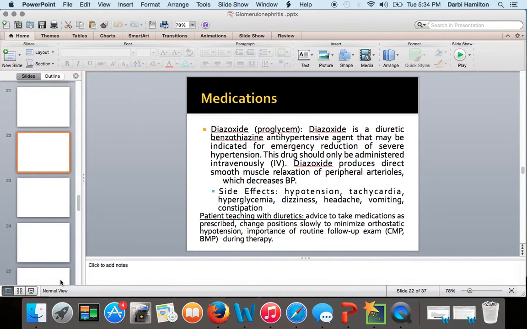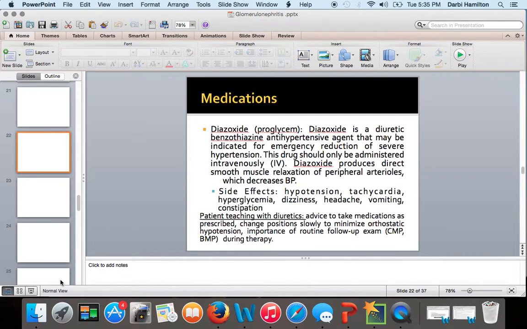Another blood medication that could be used to treat edema is diazoxide. It's a diuretic, but this medication is used only in emergency situations where there's a rapid need to reduce blood pressure. It's given only IV, and it produces direct smooth muscle relaxation of peripheral arterioles, which decreases blood pressure. Side effects include hypotension, tachycardia, hyperglycemia, dizziness, headache, vomiting, and constipation.